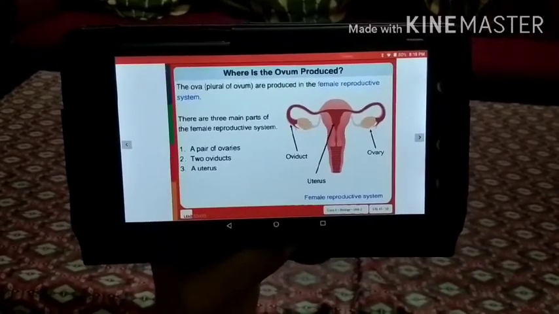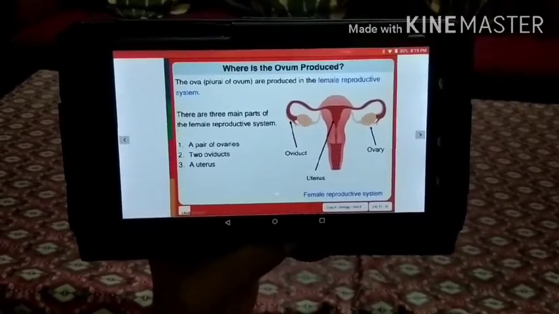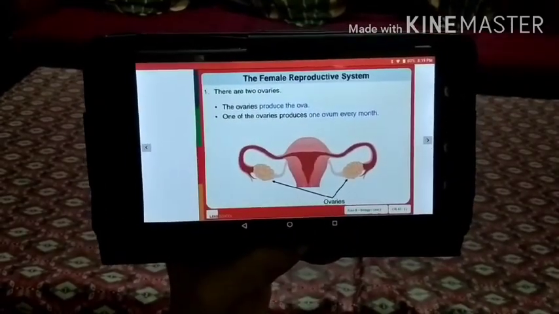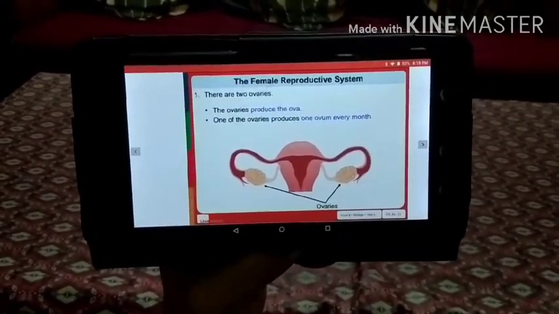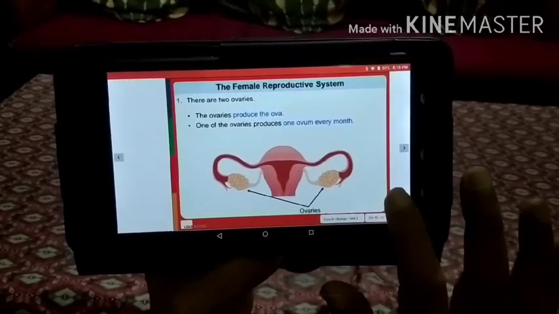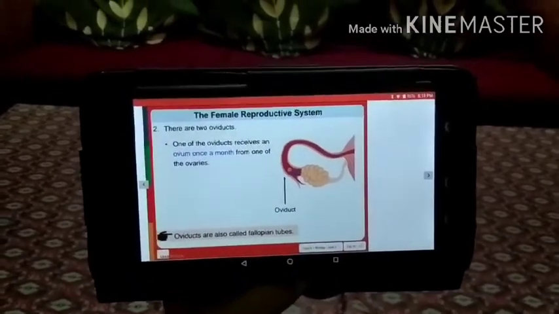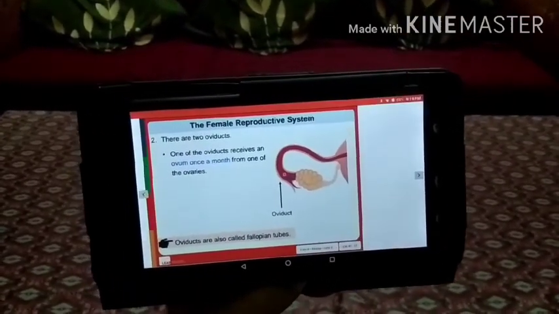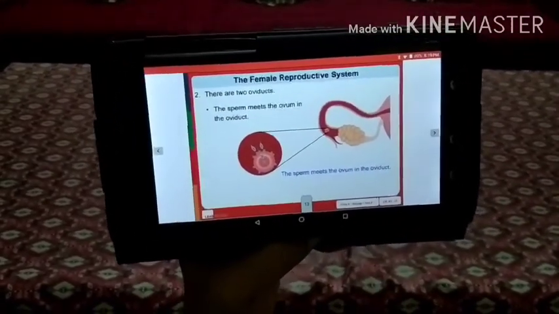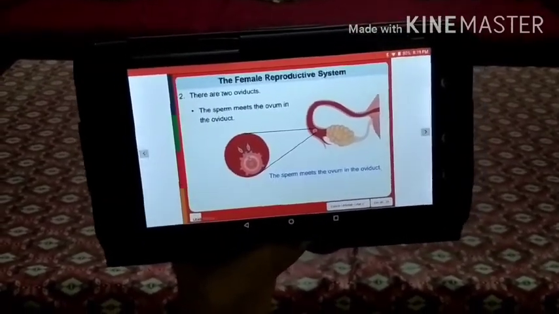There are three main parts of the female reproductive system: a pair of ovaries, two oviducts, and a uterus. There are two ovaries. The ovaries produce the ova. One of the ovaries produces one ovum every month. There are two oviducts. One of the oviducts receives an ovum once a month from one of the ovaries. The sperm meets the ovum in the oviduct.